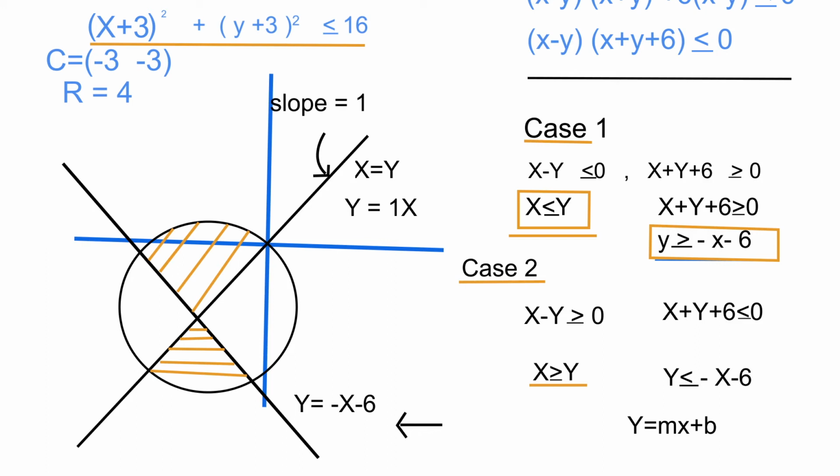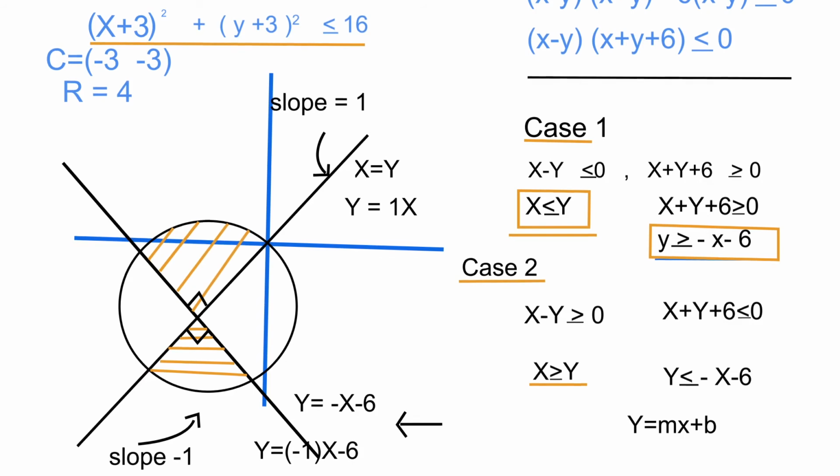What about this line here? What is the slope? It's like y is equal to minus 1x minus 6, correct? So the slope of this line is negative 1. So you have two lines. One has a slope of 1, the other has a slope of negative 1. Therefore, those two lines are perpendicular. And if they are perpendicular, it means that this is a right angle. So that allows us to figure out the area of those shaded regions.